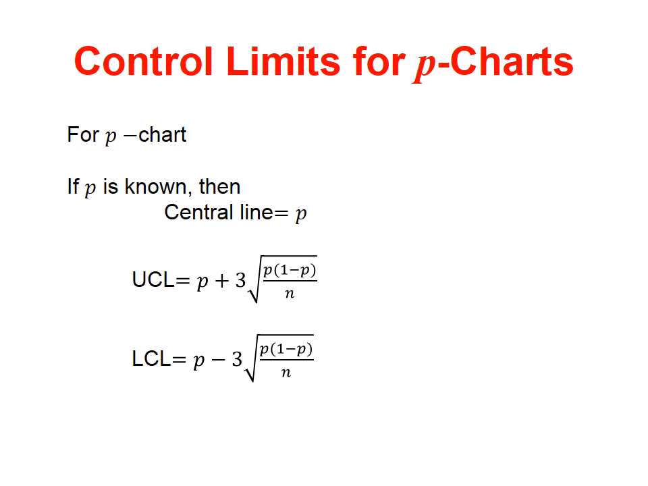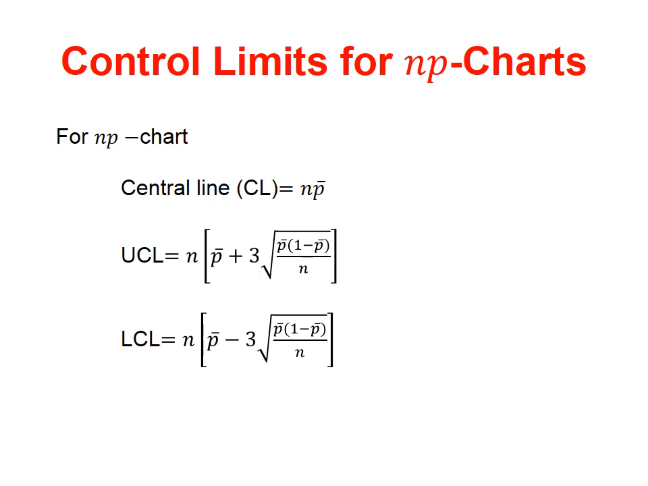For the P chart, if P is known, then the central line is given as P and the upper control limit is P plus 3 times the root of P into 1 minus P by N, and the lower control limit is P minus 3 times the square root of P into 1 minus P by N.